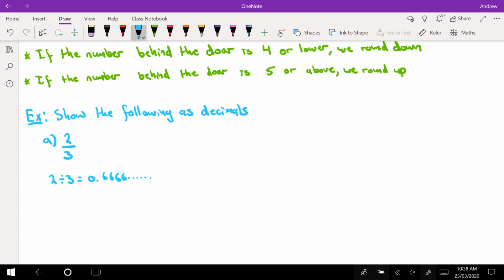Can we put that in the calculator? Yeah, you can use a calculator. So you would just write 0.6 recurring.